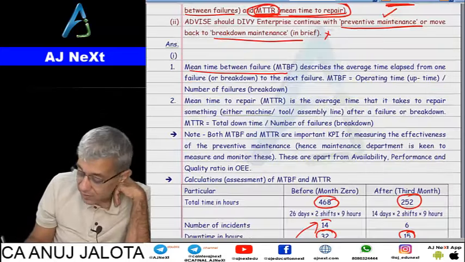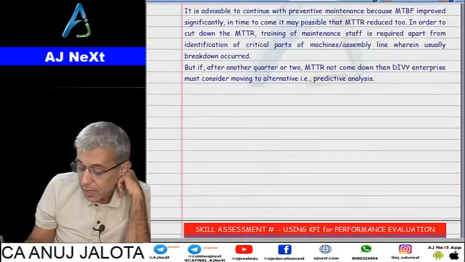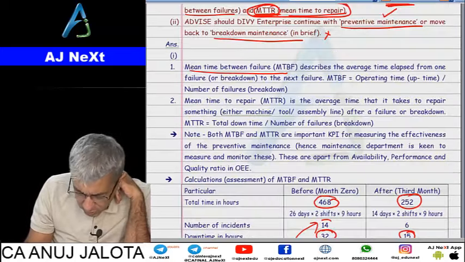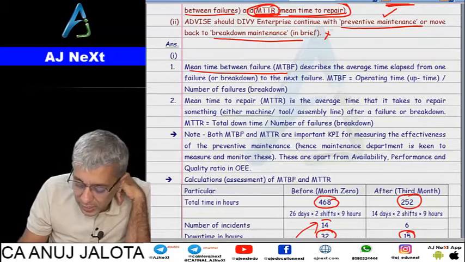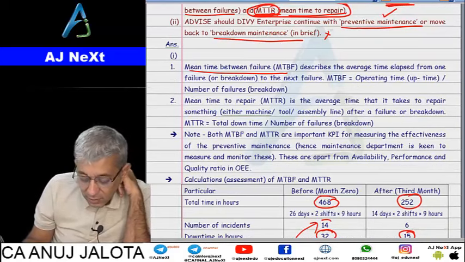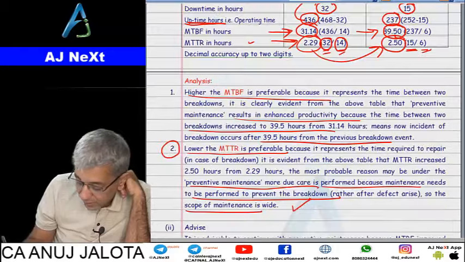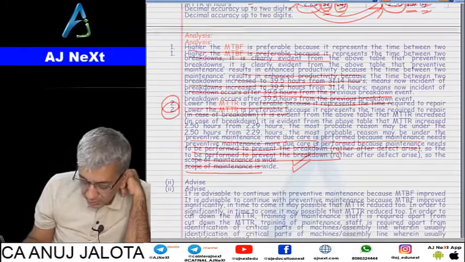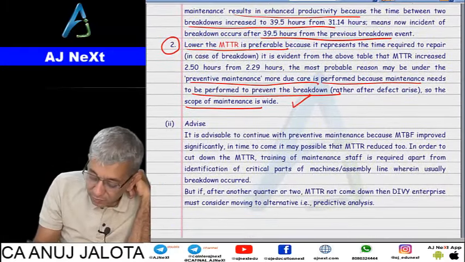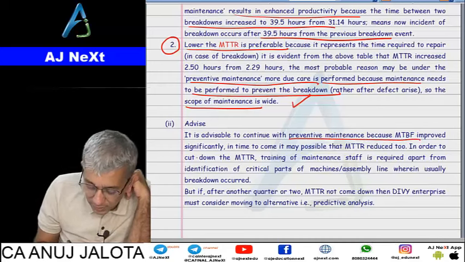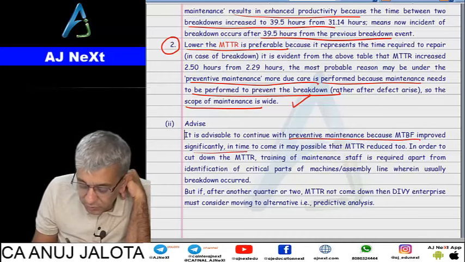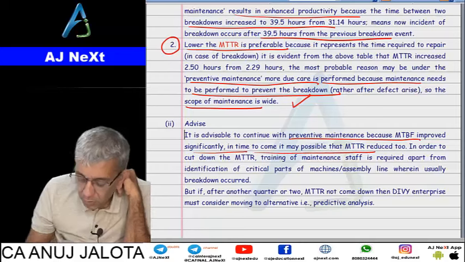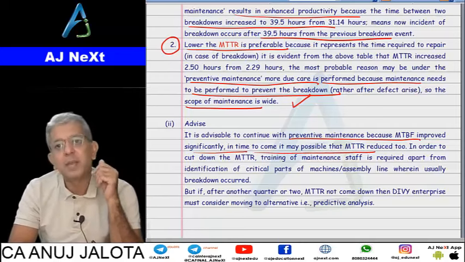Part two, I'll read first, then I'll be explaining. Okay. Advise whether it was what here? Just a sec. Advise, should DIV continue with preventive maintenance or move to breakdown maintenance? Now, see. It is advisable to continue with preventive maintenance because MTBF improves significantly. In time to come, it may be possible to reduce MTTR too.